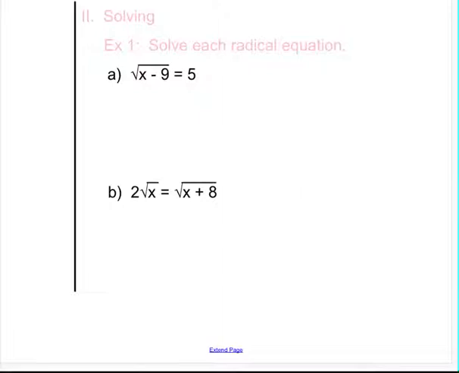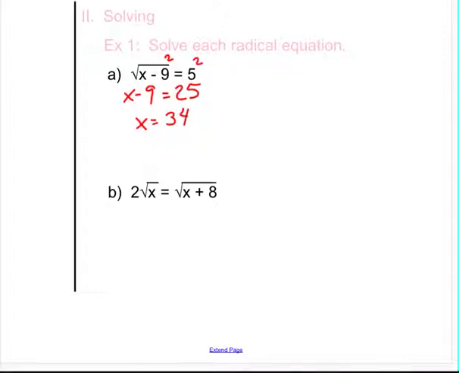Example 1, solve each radical equation. So in example A, we already have our radical isolated. We've got the square root, and granted there's stuff under it, but it's the only thing on one side is the radical. So I'm going to cancel that by squaring it because it's a square root, so that's how we cancel square roots. So again, the square root and the square cancel, leaving me with x minus 9. 5 squared gives me 25. Adding 9 to both sides, I get a simple, straightforward equation for our first example.